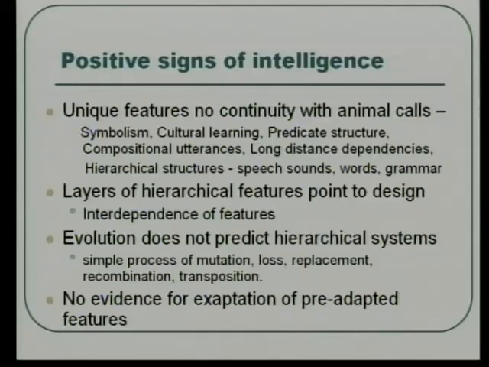We don't just find one set of hierarchy, we've got several. We've got the hierarchy of speech sound structures, we've got the hierarchy of word structures, storage and retrieval, and we've got the hierarchy of grammar. Also, you've got to think about the interface between these systems. Now, evolution does not predict hierarchical systems. Hierarchical systems cannot develop by the simple processes of biological evolution: mutation, loss, replacement. These are things that occur step by step, additional features. So totally contradictory to evolutionary ideas.